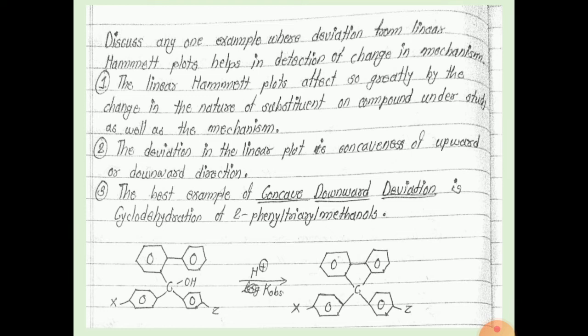The deviation in the linear plot: the best example of a concave downward deviation is the cyclodehydration of 2-phenyl triaryl methanols. These are the reaction of 2-phenyl triaryl methanols under H+ condition, with the removal of an H2O molecule in the formation of the product.